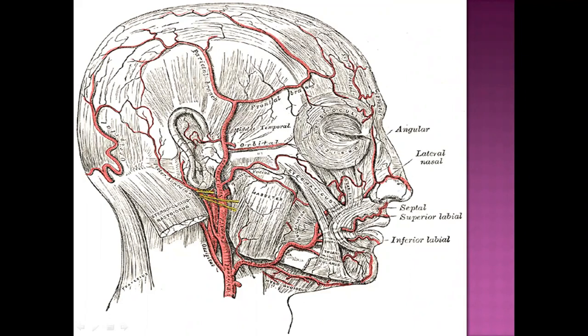Then it further divides into the frontal branch and the parietal branch. The parietal branch anastomoses with the posterior auricular and the occipital arteries, and the frontal branch will anastomose with the supraorbital and supratrochlear branches of the ophthalmic artery. So this is all about the superficial temporal artery and its branches: orbitozygomatic, middle temporal, and transverse facial artery. And this is the posterior auricular. The superficial temporal also gives the anterior auricular.